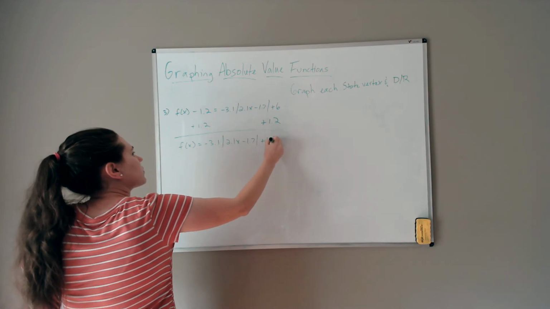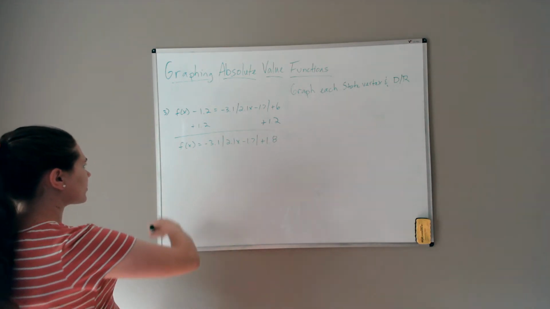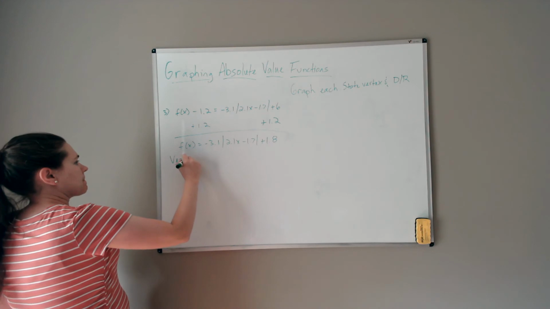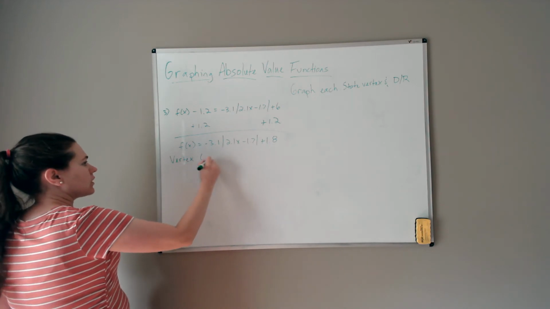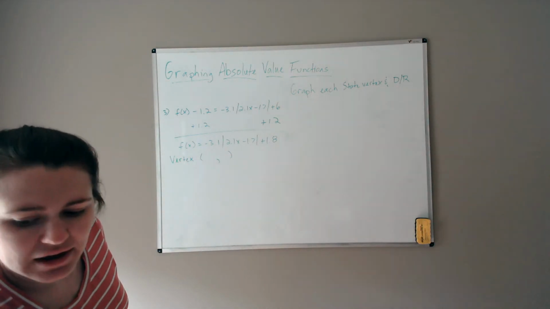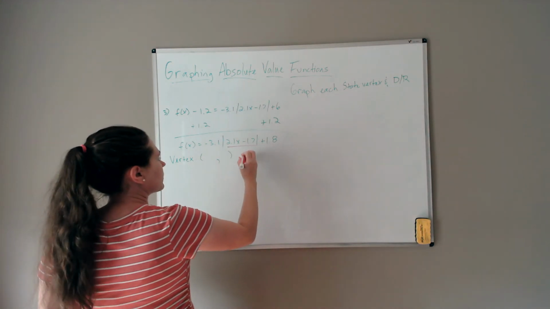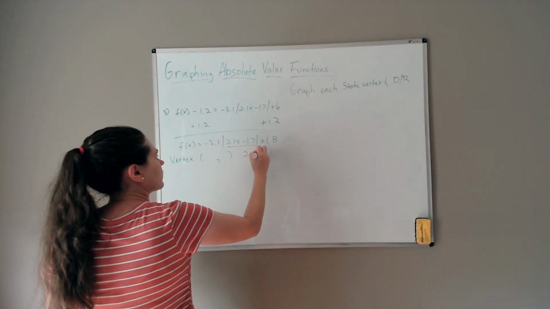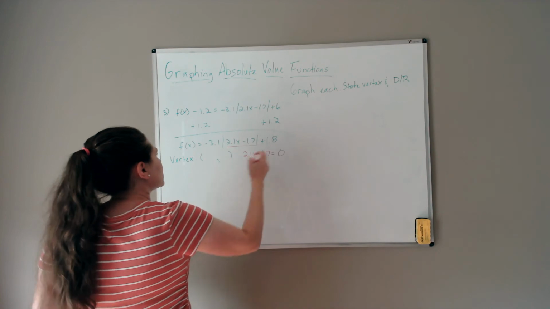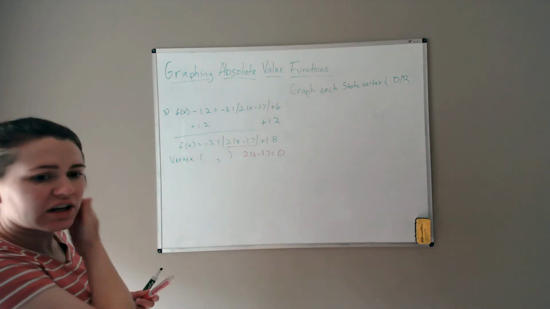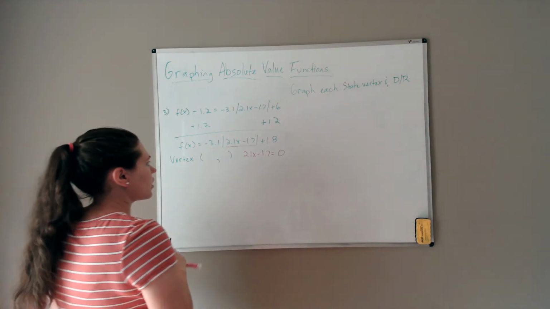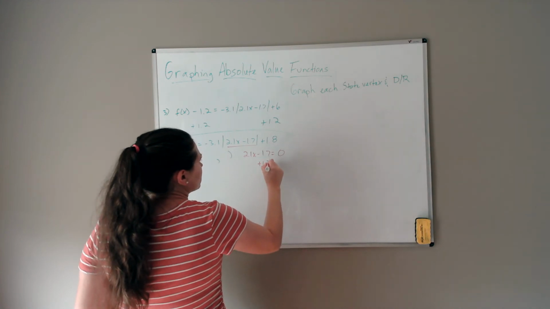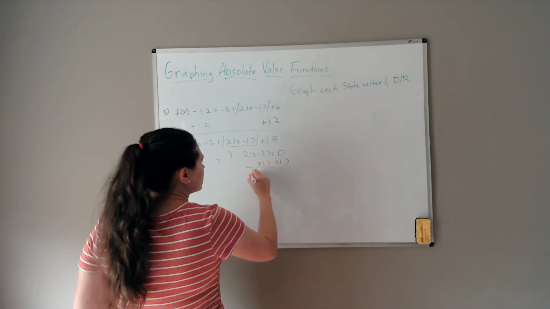So that's going to give us 1.8. And so now we're ready to go. So we want to get the vertex. What I need to know is what makes this expression 0. Now, since this is already a decimal, you're going to give your answer as a decimal. So it's okay when you have decimals to give your answer as a decimal.